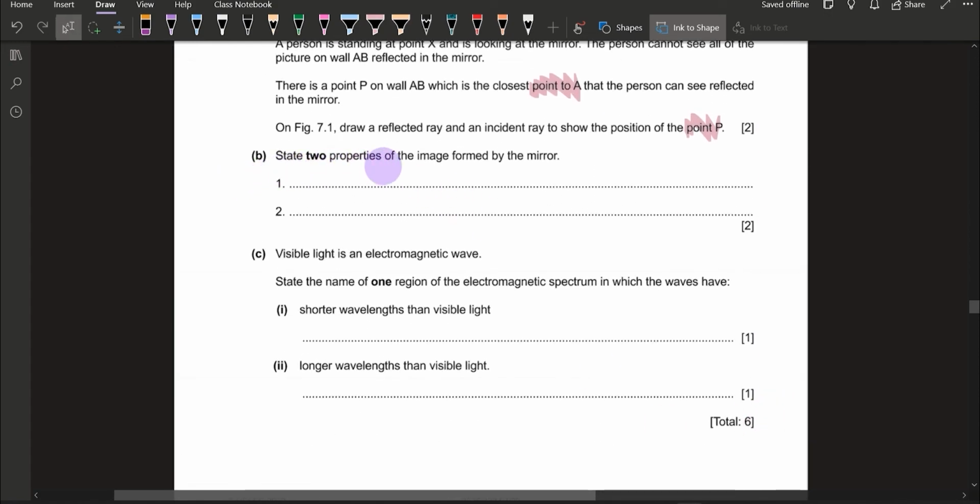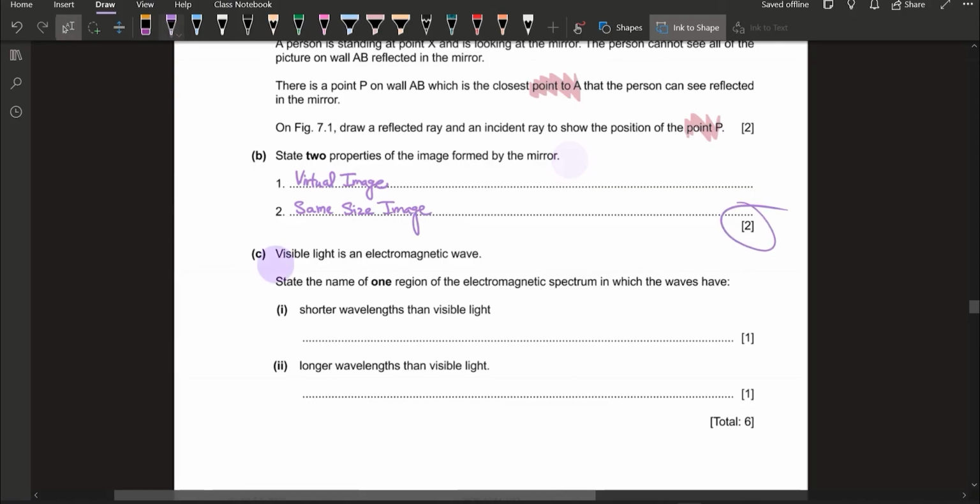Part B says state two properties of the image formed by the mirror. So as we know, mirrors form inverted images, so it's a virtual image. And the second is that it's the same size, it's not enlarged, it's not magnified, so it's going to be the same size, and we'll get 2 marks for this.